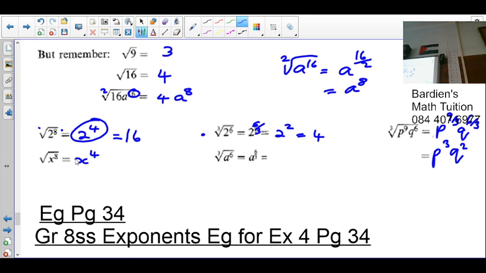The next one is the cube root of 8 to the exponent 6. The cube root of 8 to the exponent 6 will be 8 to the exponent 6 over 3. And what is 6 divided by 3? So it's going to be 8 squared. Is there any confusion? You all understand? Okay.